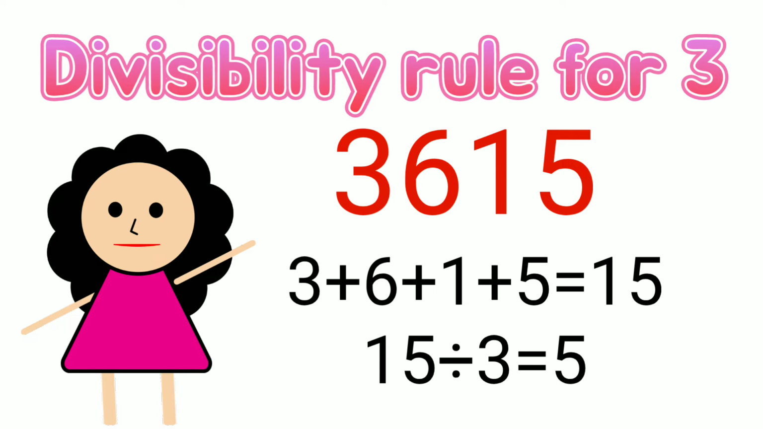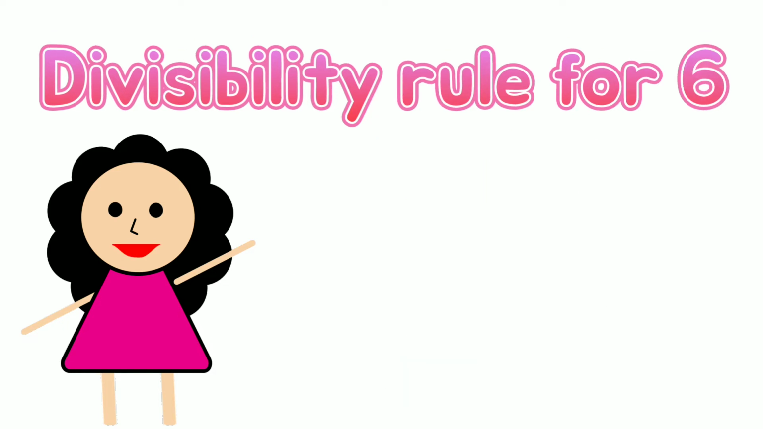3,615. Add all the digits and then divide the sum by 3. So 3,615 is divisible by 3. To check, 3,615 divided by 3 is 1,205.